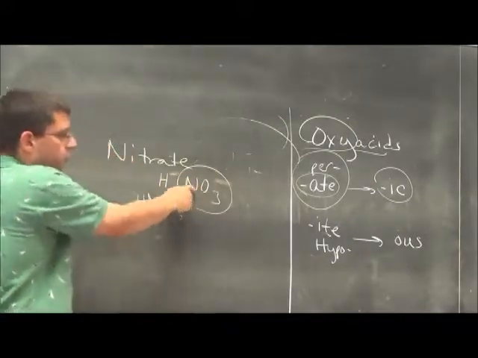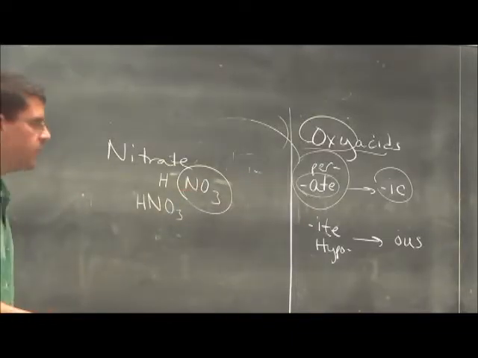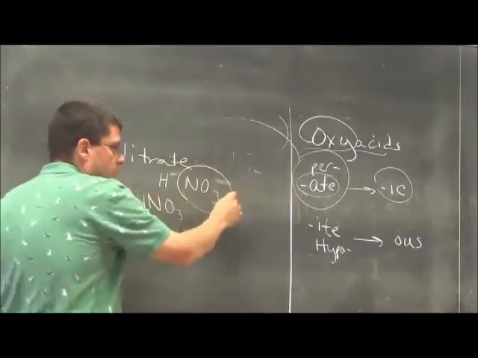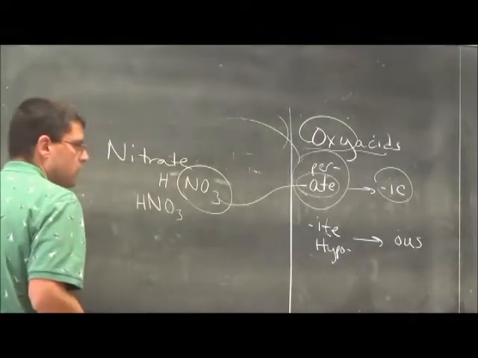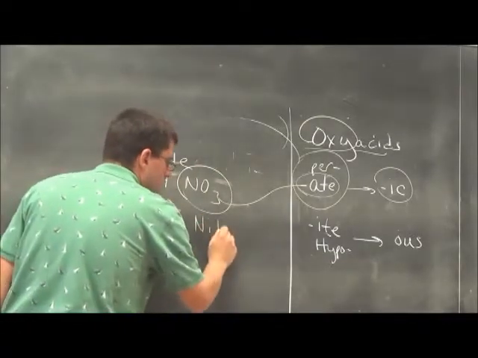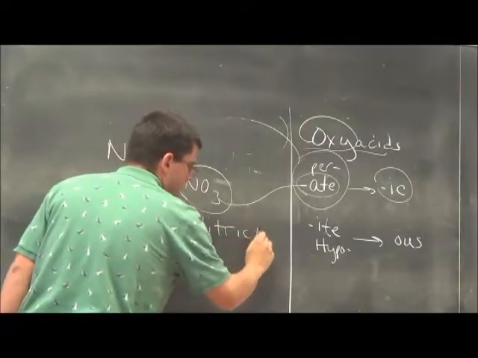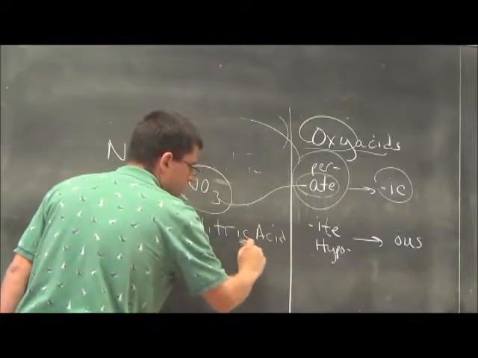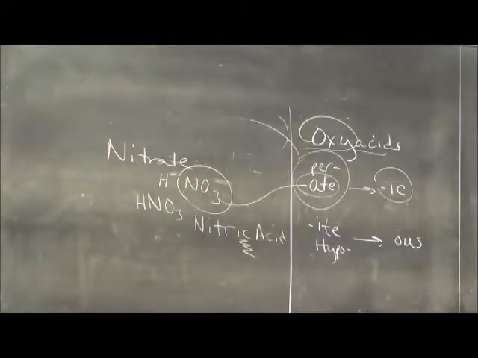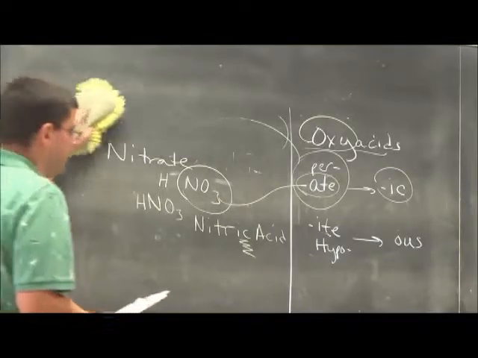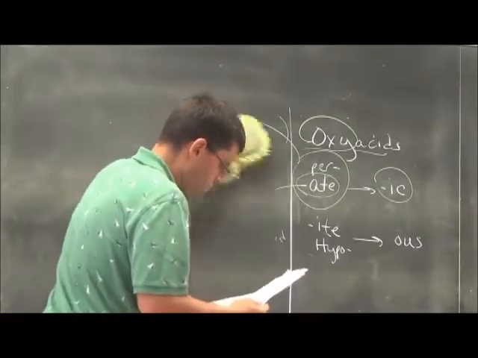What is NO3? Nitrate. It's the regular polyatomic ion with the ATE ending. So it becomes nitric acid. Okay? There's your new ending, IC ending. Okay? Nitric acid. All right? Let's take a look at the next one. Let's talk it through.